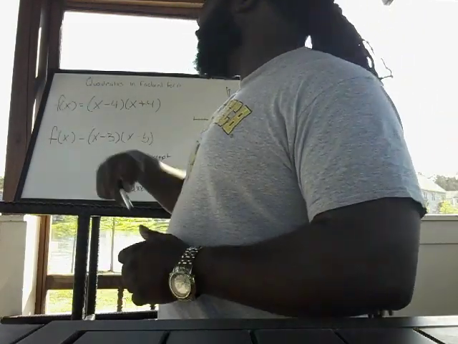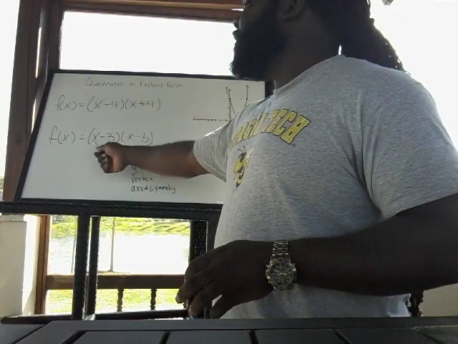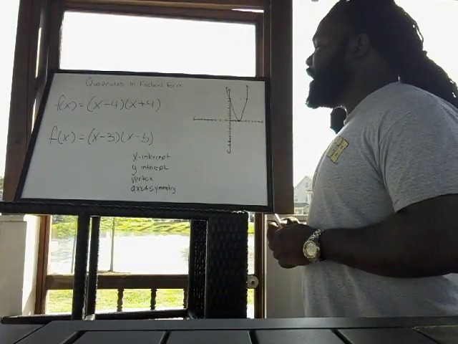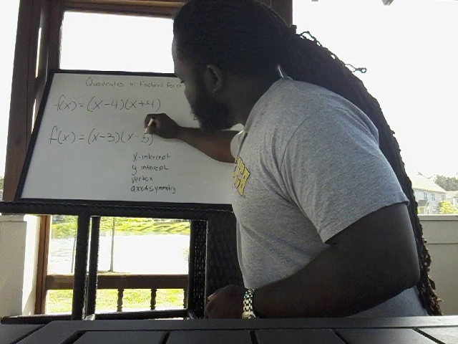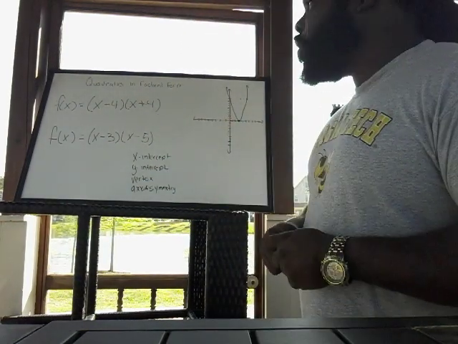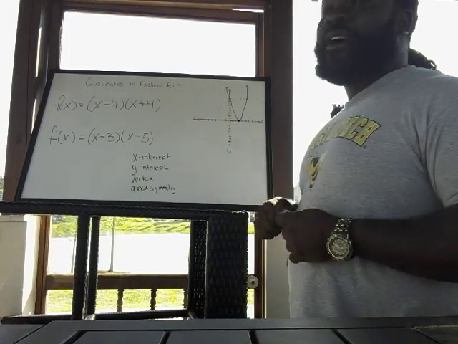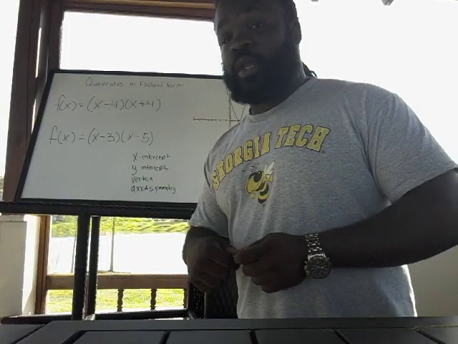Again, f of x is x minus 4 times x plus 4. The second one will be f of x equals x minus 3 times x minus 5. These will be our 2 problems to do. Basically, it's your homework: X-intercept, Y-intercept, vertex, axis of symmetry, and graph it. I'm grading it on the whole thing.